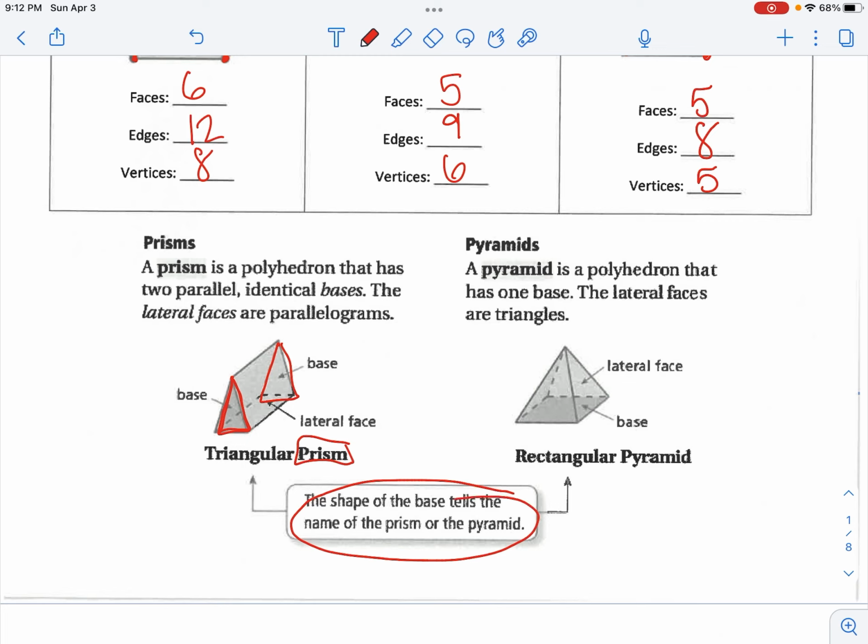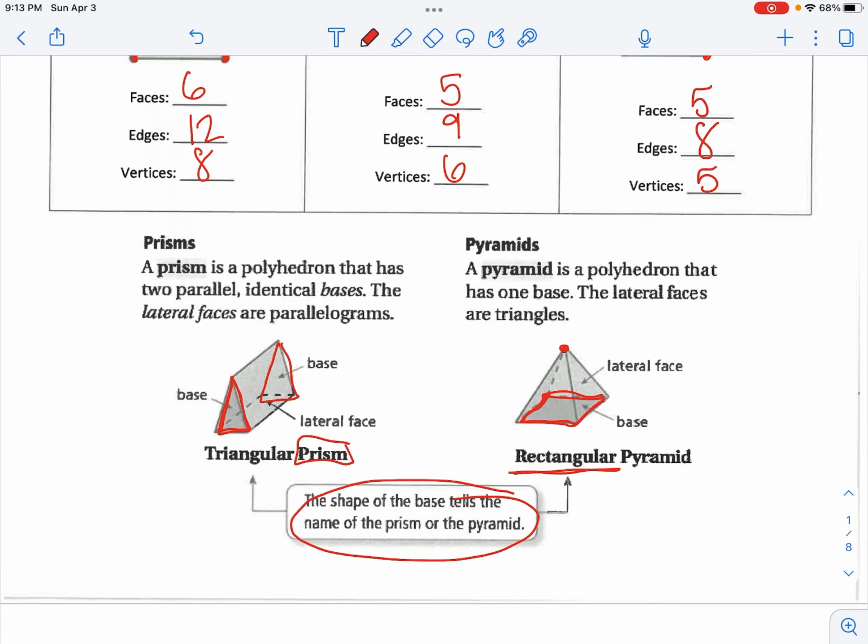So this one, a pyramid is a polyhedron that has 1 base. The lateral faces are triangles. So pyramids are a little easier. They just have 1 base at the bottom, and they connect to a point up here, like a pyramid. Okay? So this is a rectangular pyramid because it comes to a point at the top, so it's a pyramid, and it's rectangular because the base is a rectangle.